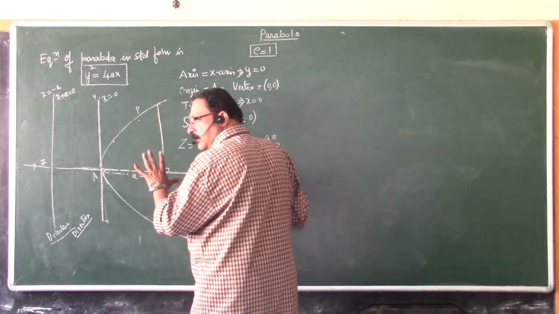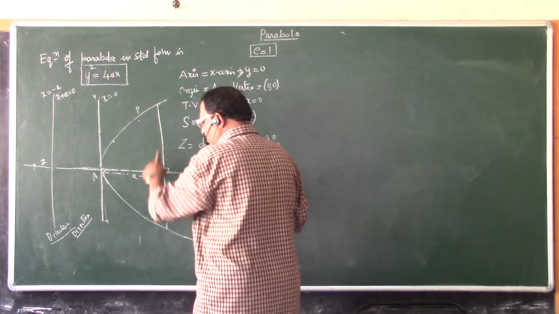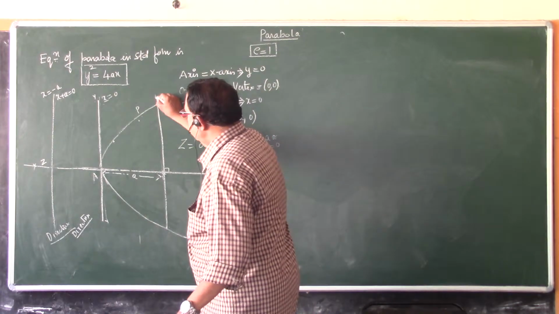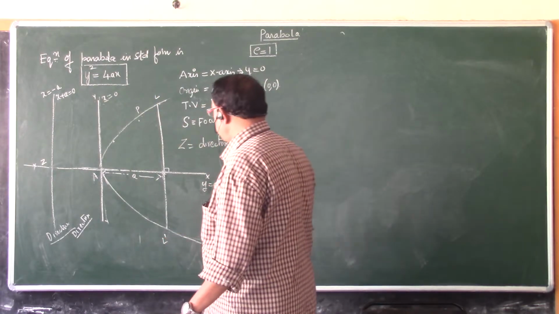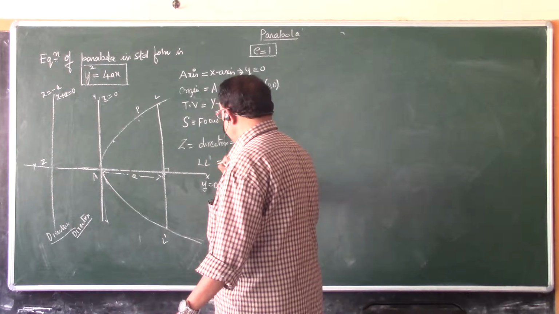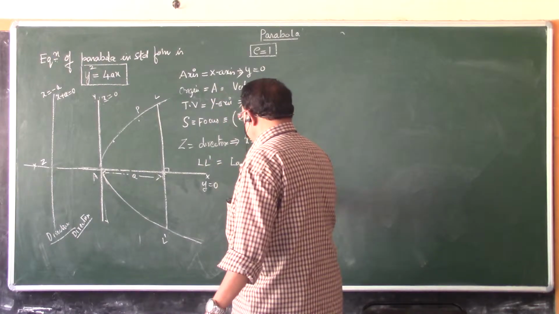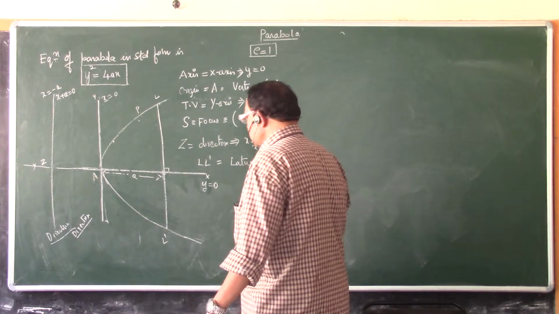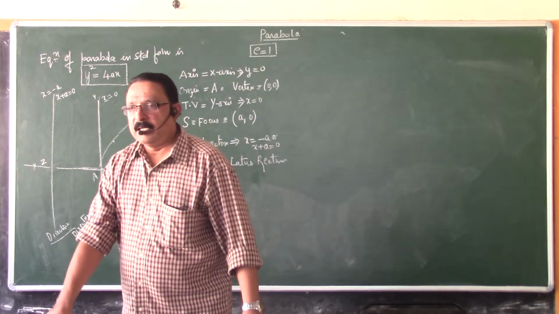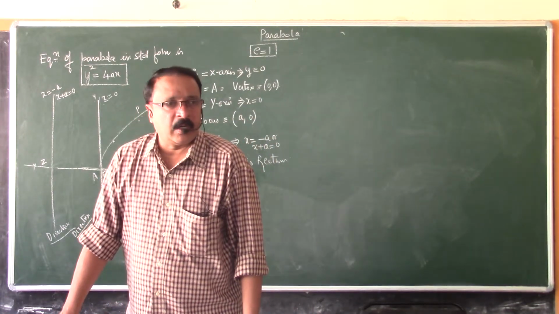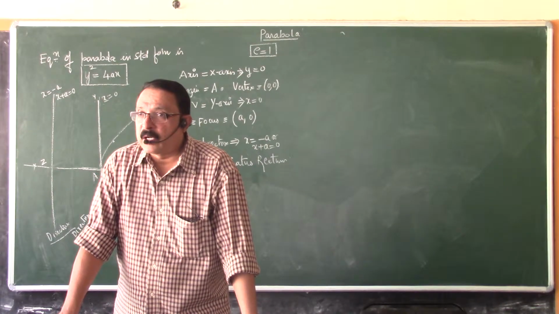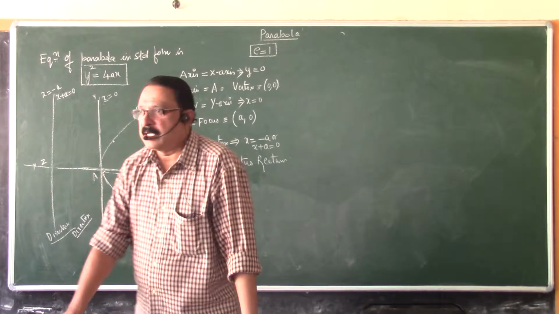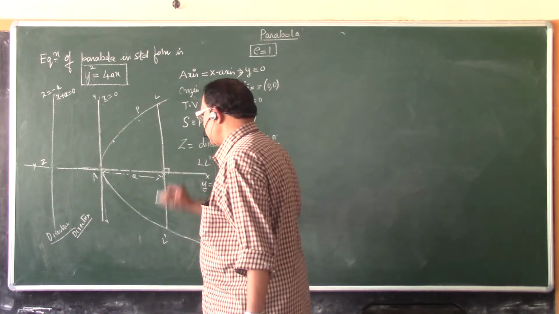Any chord of the parabola which passes through the focus and is perpendicular to the axis is called the latus rectum. What is latus rectum? Latus rectum is a chord of the parabola which passes through the focus and which is perpendicular to the axis of the parabola. It is called the latus rectum, and here there is a right angle.